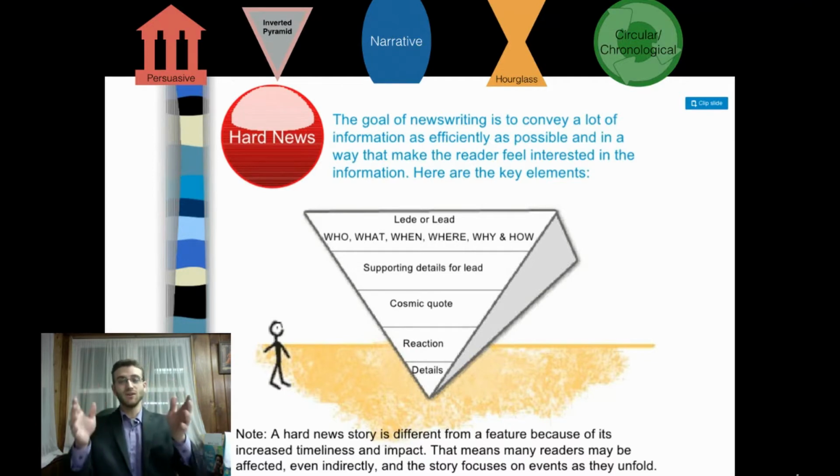Anyway, hard news, the inverted pyramid is the way to go. You start out with those most important who, what, where, when, why, how, and then you start to put all of your pieces in place, one after the other, in descending order of importance until you're finally down to just the fluff background details that are nice to know but not essential to the story at the bottom.